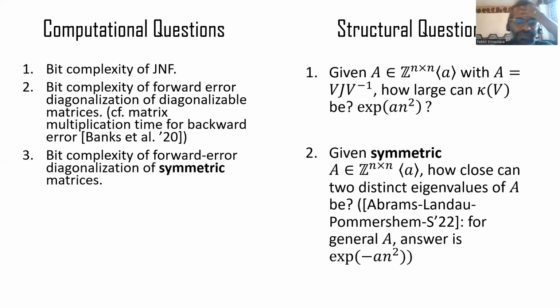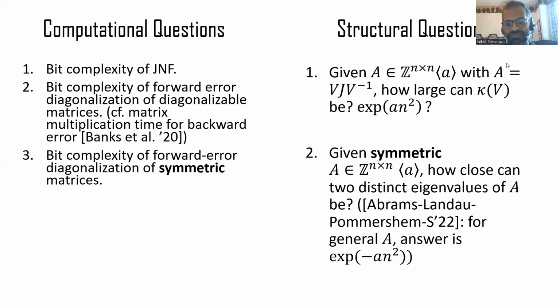Another related family of questions is about diagonalization. So what is the bit complexity of diagonalizing a diagonalizable integer matrix? And this is not known. So we know that for backward error, which is the notion of error in scientific computing, it's nearly matrix multiplication time. But we don't know for forward error. And so you can ask this question both for general diagonalizable matrices or for symmetric diagonalizable matrices, the matrices that we see all the time.